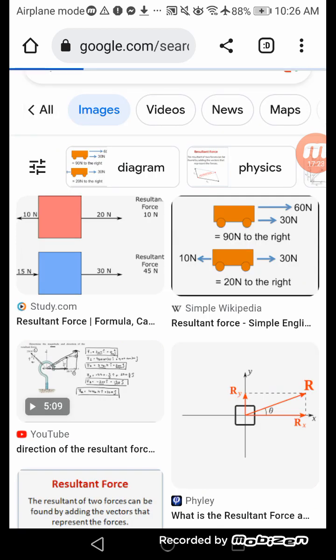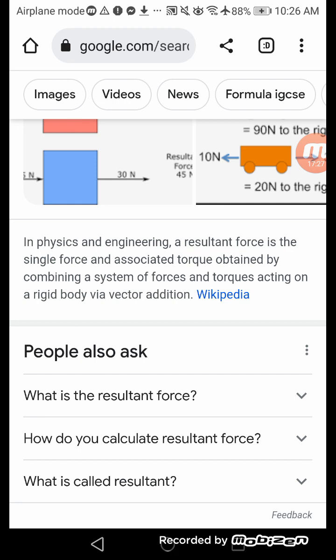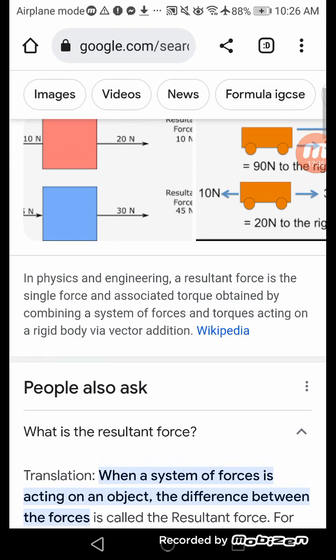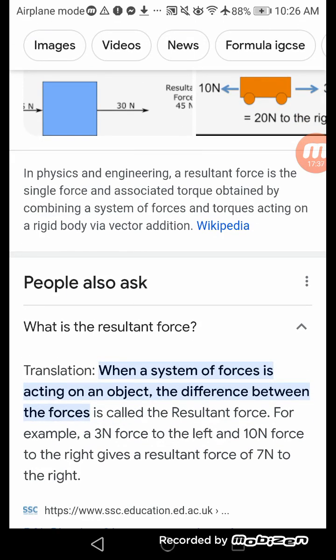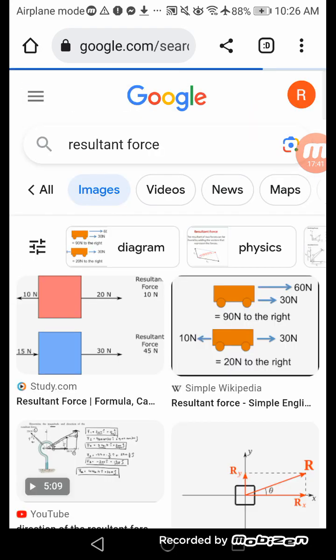First of all, what is the definition of the resultant force? When a system of forces acts on an object, the difference between the forces is called the resultant force. Okay. So now, what is meant by the difference between the forces in the resultant force?